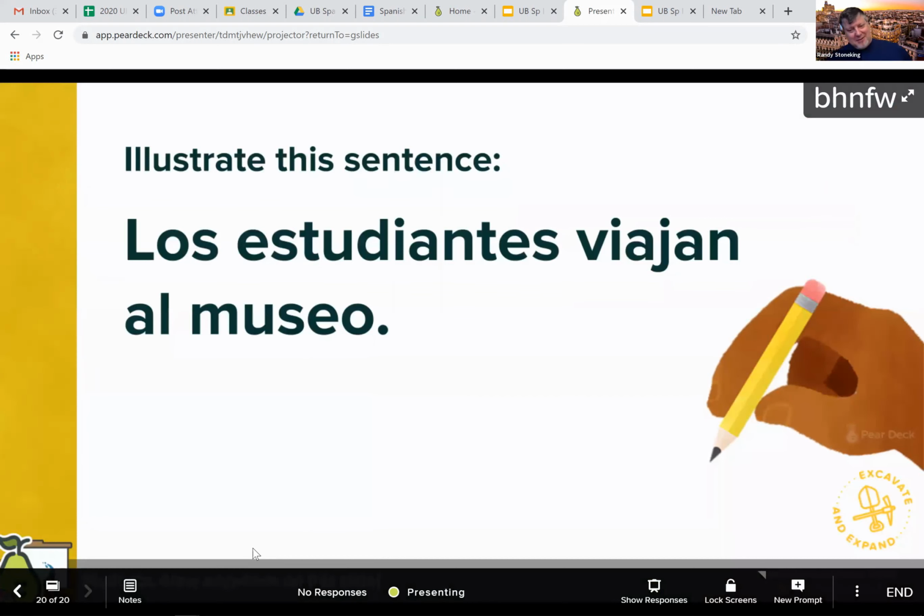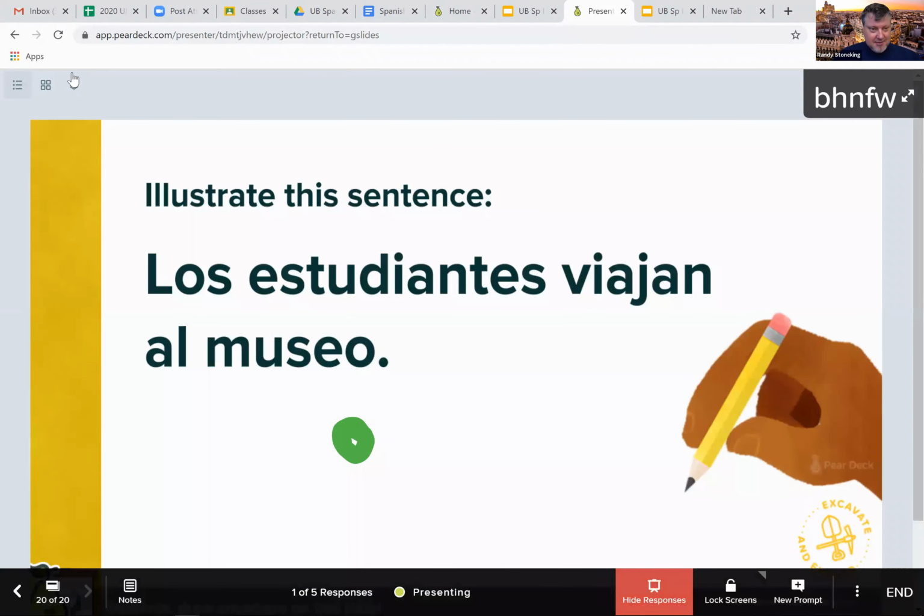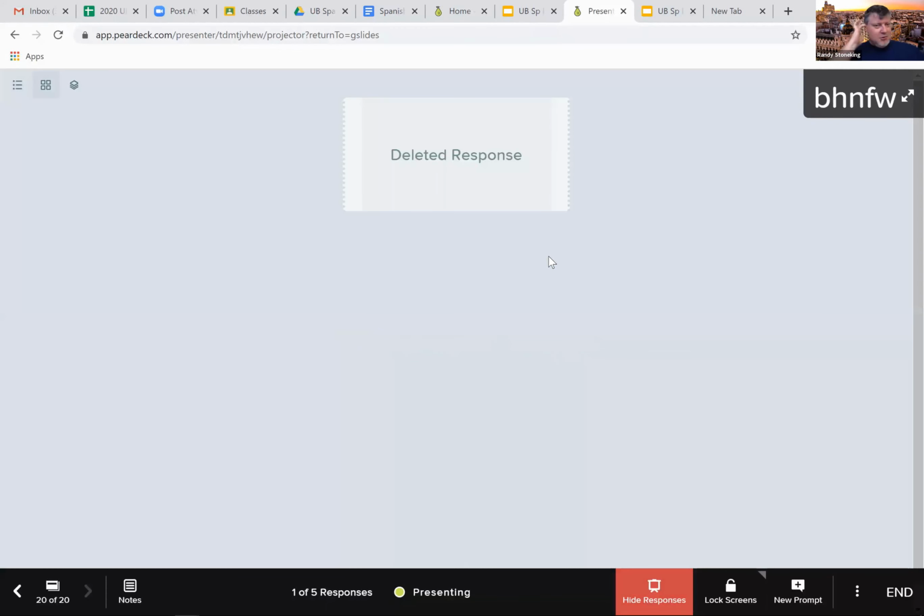Okay, last one. Illustrate it. I'm gonna put this up live. So los estudiantes viajan al museo. Draw me a picture for that. Los estudiantes viajan al museo.